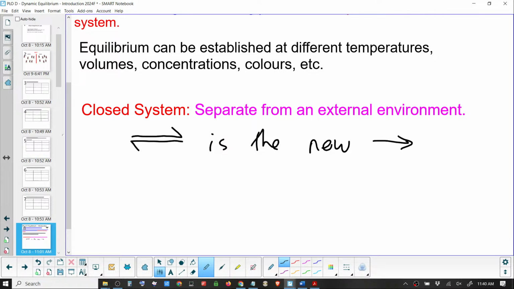Some reactions go forwards and backwards at the same time. In fact, you could probably get away with saying that all reactions do that. It's just that for some of them, their forward rate or their reverse rate is so fast that it basically doesn't. We're going to learn how to figure out which ones do, which ones don't.